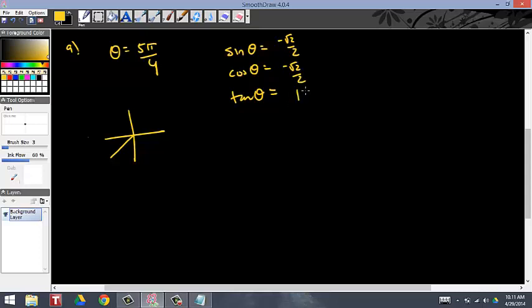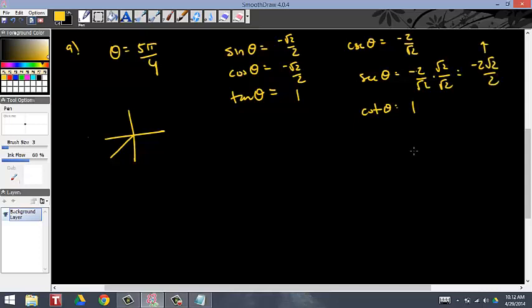And then from here, to find the other three, you flip them, right? So cosecant of theta is going to be negative 2 over rad 2. Secant theta is going to be negative 2 over rad 2, and then cotangent is still going to be 1. If I asked you guys to rationalize the denominators, it would be negative 2 rad 2 over 2 for both. So that would be how to do problems 7 through 10. Let's move on.